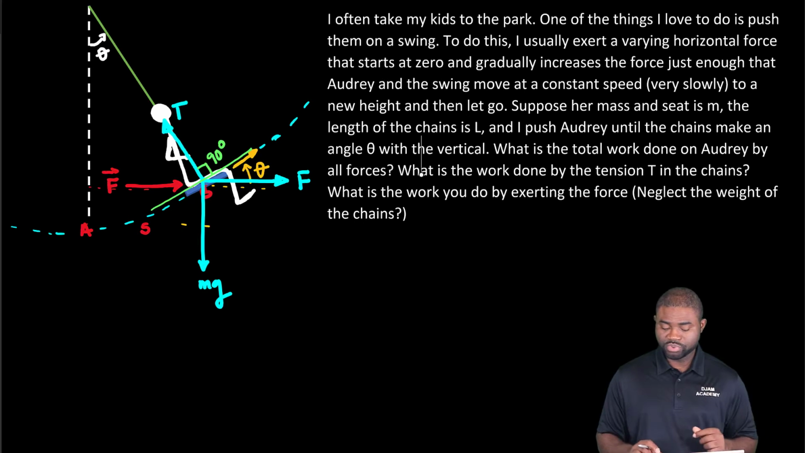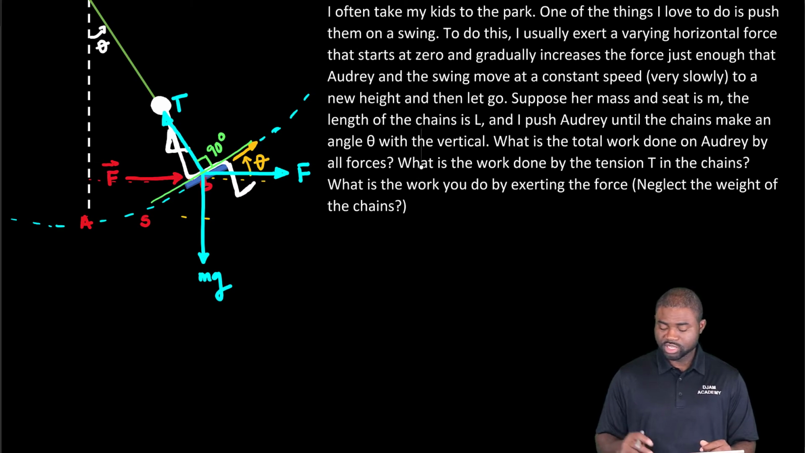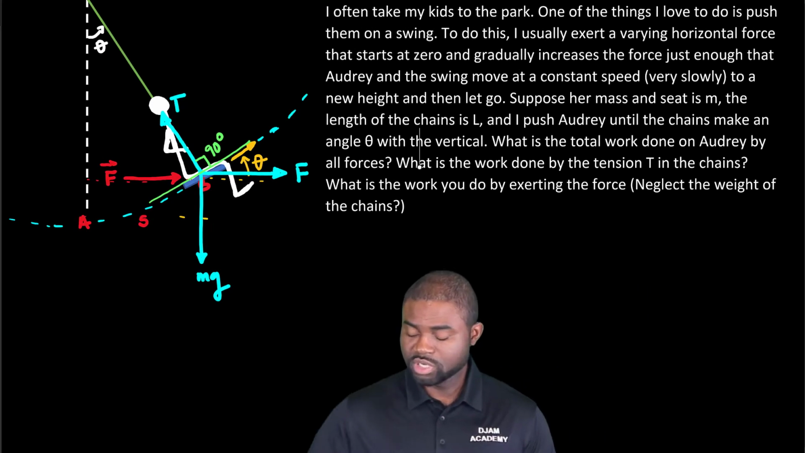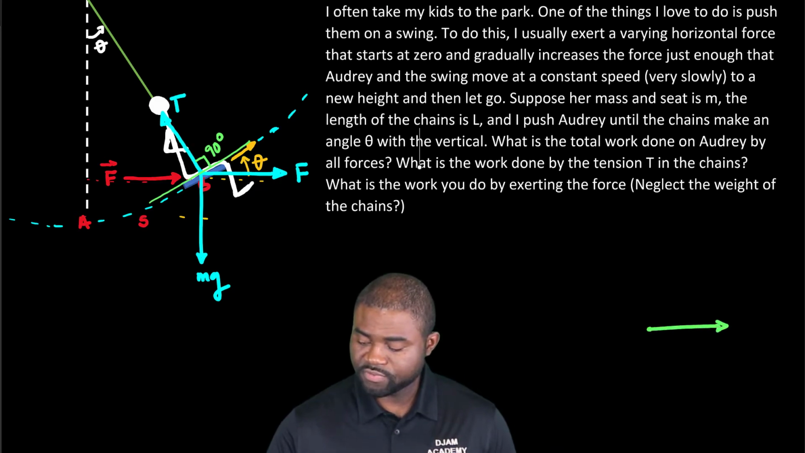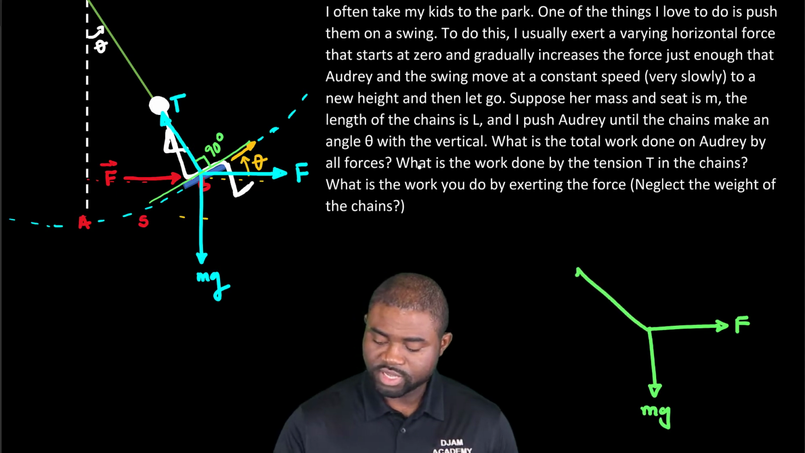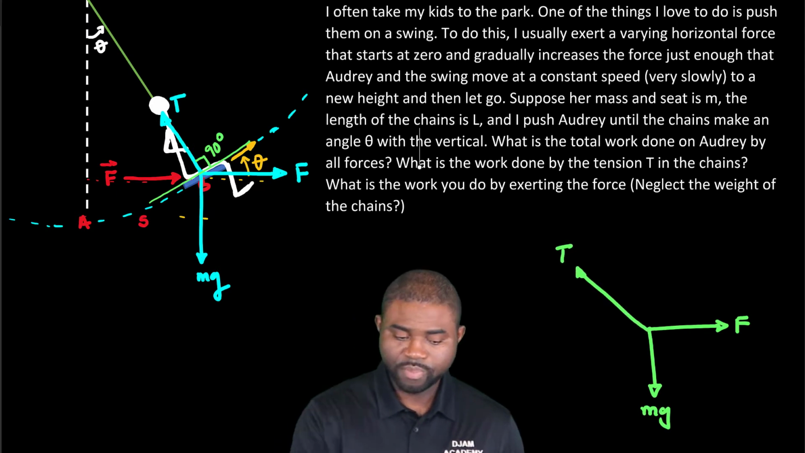I can show that to you pretty quickly. So let me translate my diagram right here. So we have the force F. We have the weight acting vertically downwards. And we have the tension in the string T.